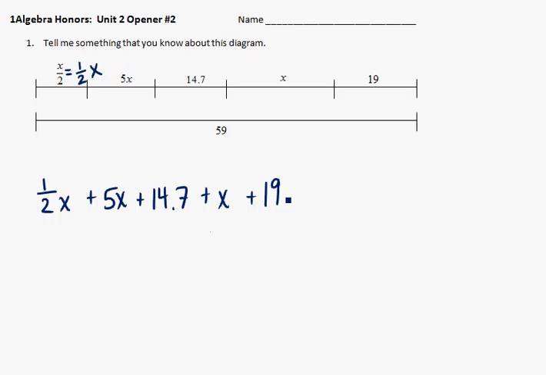In our expression, I see that we have a few like terms. We have 1/2 x, we have 5x, and we have x. And then we have a different set of like terms. We have 14.7, and we have 19.